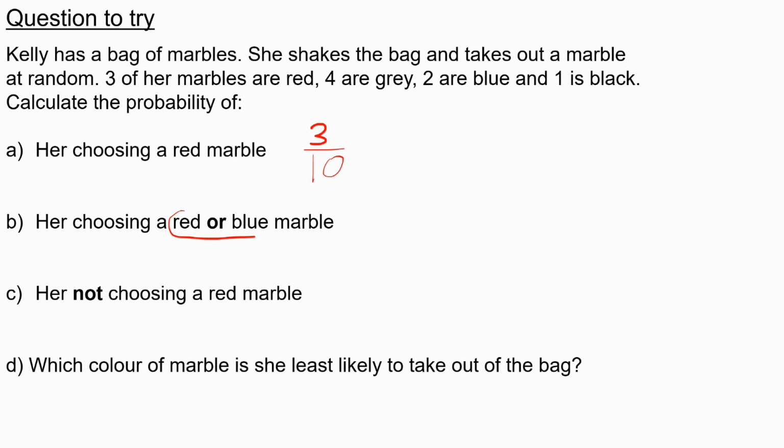The chance that she chooses a red or a blue marble is going to be 3 plus 2, which is 5, out of 10. We could simplify it, but generally in probability we leave it like that.